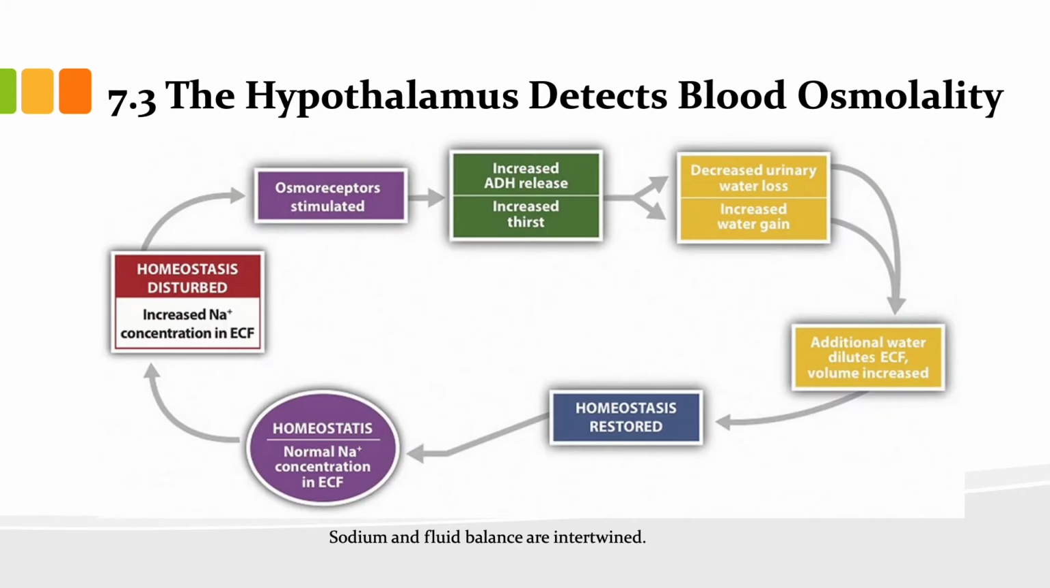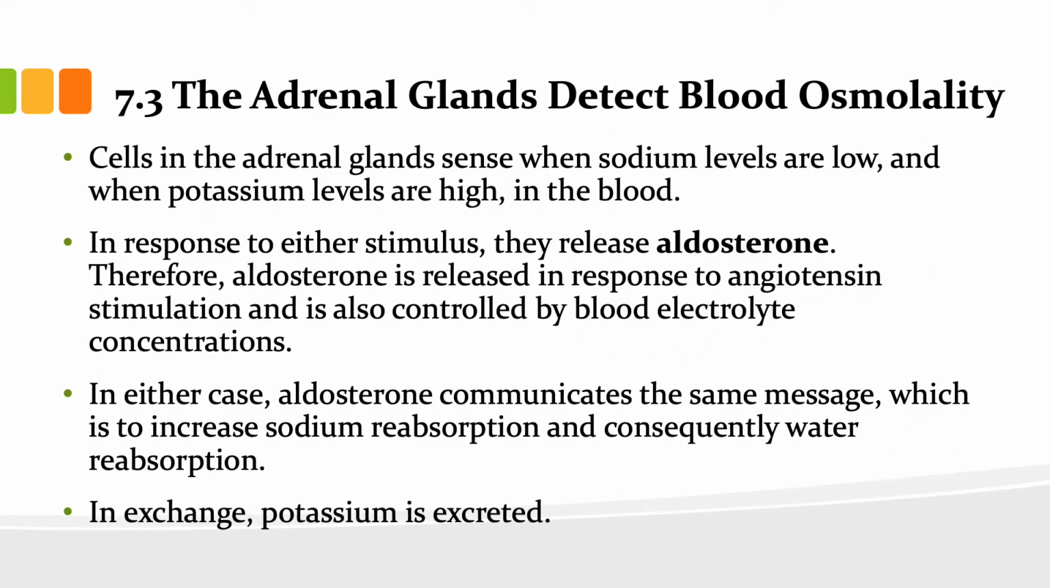Sodium and fluid balance are intertwined. Read through the following slide regarding the hypothalamus and blood osmolality. The adrenal glands also detect blood osmolality. The adrenal glands are tiny glands that sit atop of the kidneys. They will sense when sodium levels are low and when potassium levels are high. In response to either stimulus, they release aldosterone.